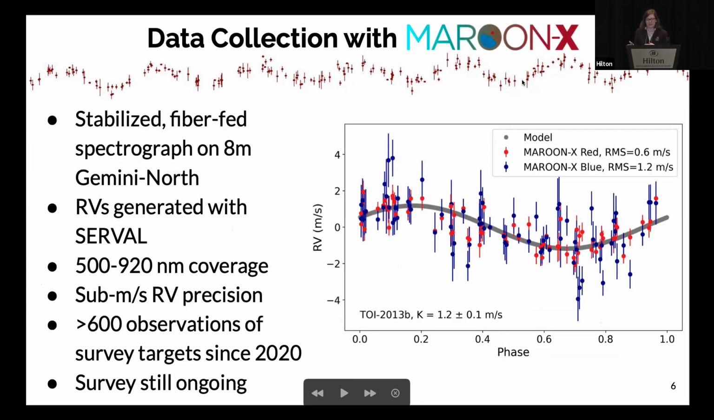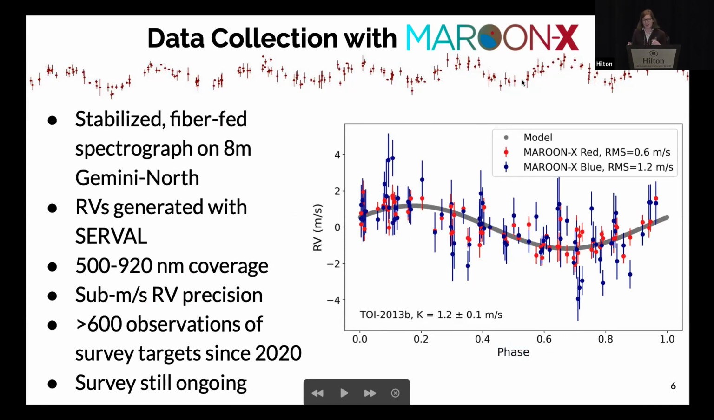Andreas talked about MAROON-X on Monday, so I'm not going to spend too much time belaboring this point, but I did figure I probably should have at least one radial velocity plot in this talk, so that's what's on the right. But MAROON-X is a stabilized fiber-fed spectrograph on Gemini North with an optical to red optical wavelength coverage. We already have collected over 600 observations of survey targets since 2020, and in a survey that is still ongoing and planned to be ongoing for another couple of years.